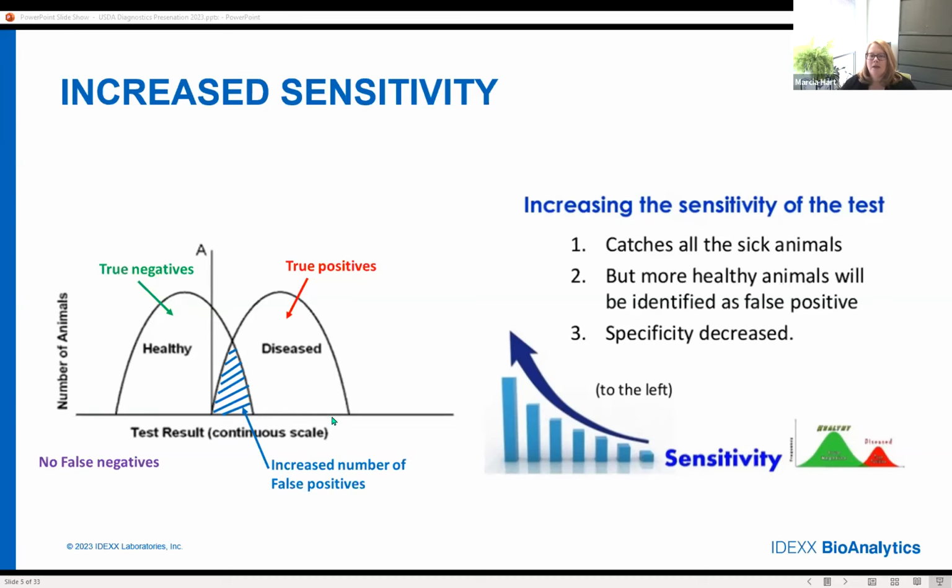What does that mean? When I increase the sensitivity of the test, it means that I capture all of the sick animals, and we kind of see this by our curve, but more healthy animals will then be identified as false positive. Our specificity, on the other hand, is decreased.